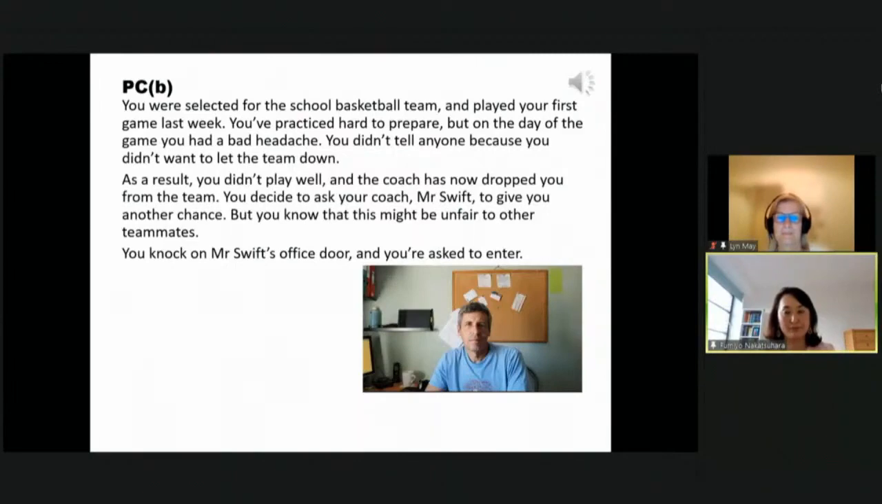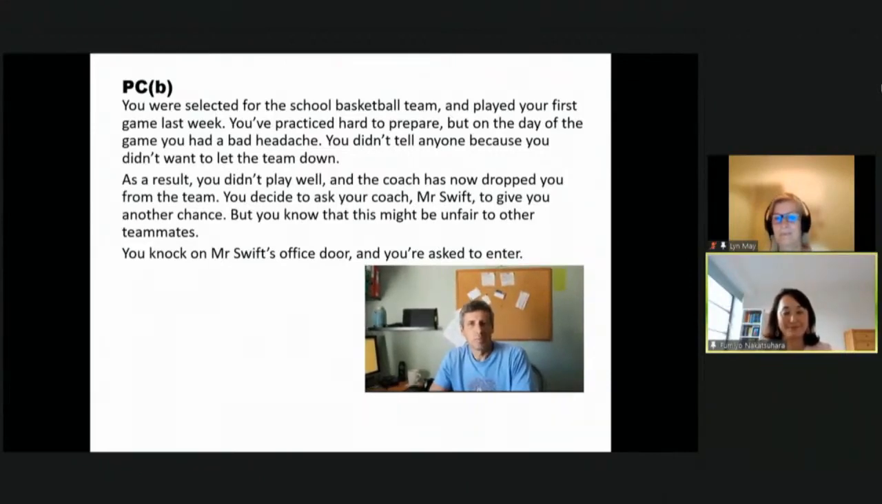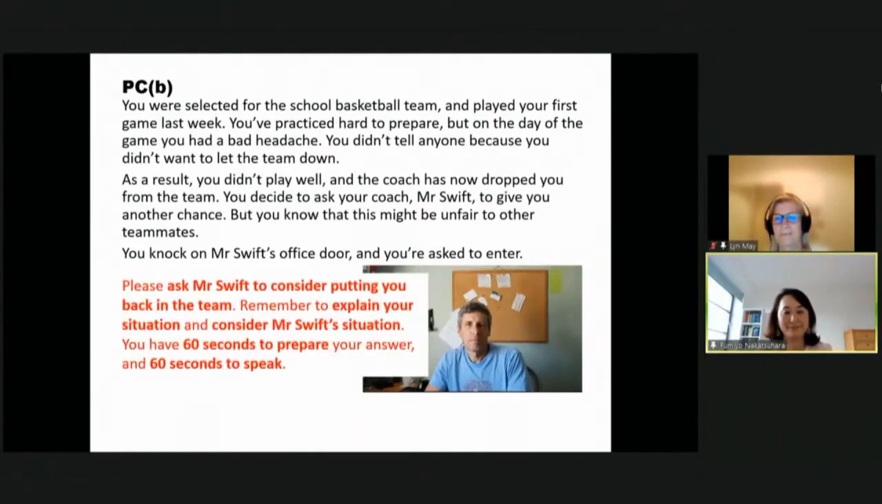You decide to ask your coach, Mr. Swift, to give you another chance, but you know that this might be unfair to other teammates. You knock on Mr. Swift's office door and you're asked to enter. He says, "Hello, how can I help you?" "Please ask Mr. Swift to consider putting you back in the team. Remember to explain your situation and consider Mr. Swift's situation." You have 60 seconds to prepare your answer and 60 seconds to speak. Please start to prepare your answer after the beep.